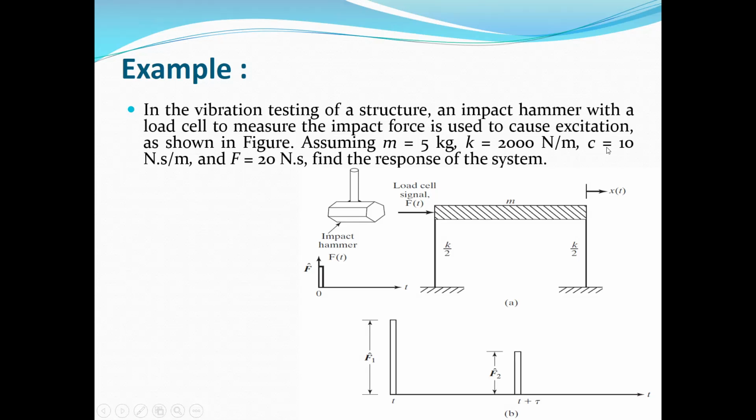C, or the damping constant, is 10 Newton second per meter. And F, the amplitude of the impact, is 20 Newton second. Find the response of the system. Here we deal with an impact, or an impulse in terms of mathematics.